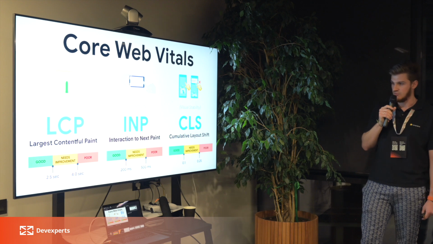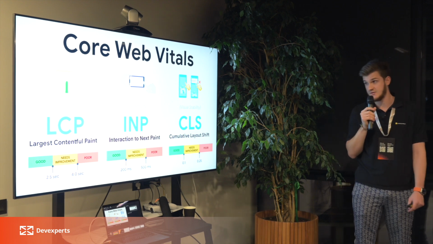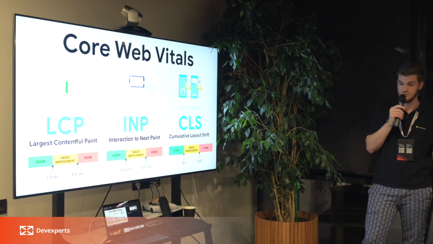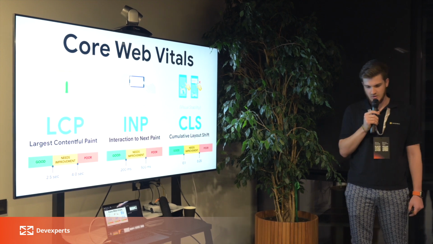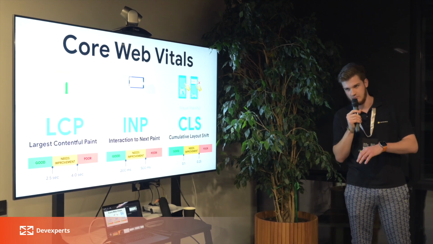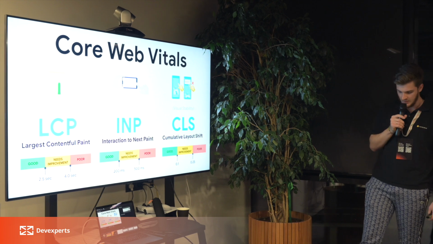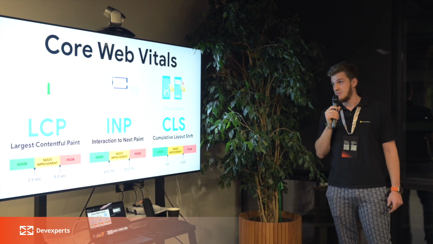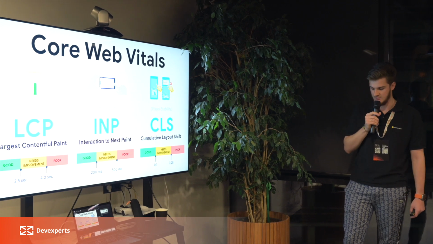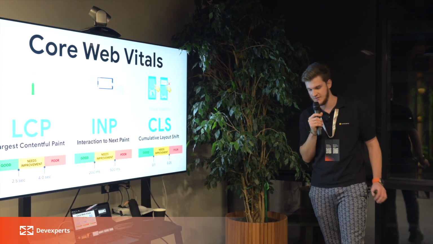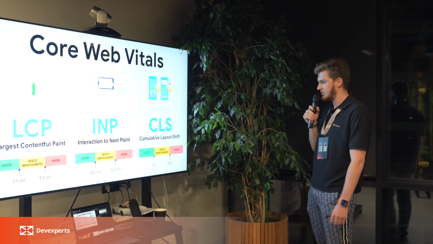We're starting from Interaction to Next Paint, and this metric shows us how fast your website interacts with the user. What I mean by interaction: it can be clicks on buttons, some interaction with JS-powered controls, etc. Cumulative Layout Shift is a metric that shows how many times and how large an area is affected when some rendered element changes its position.